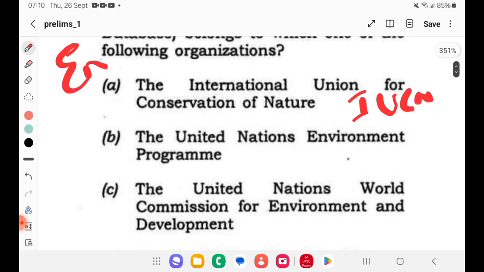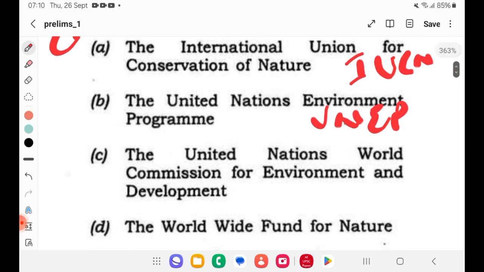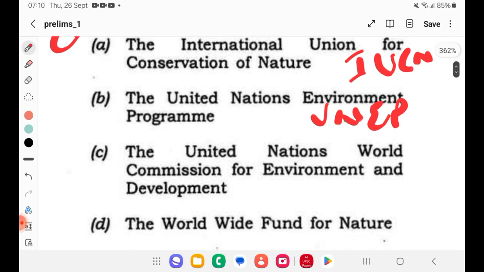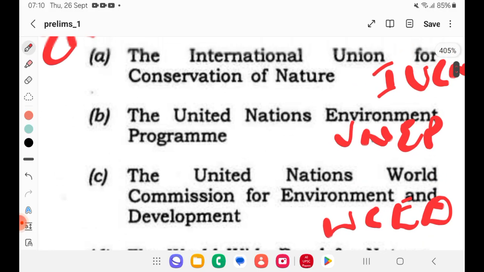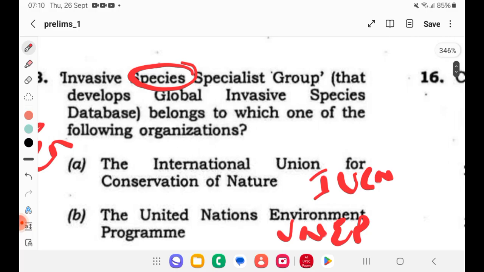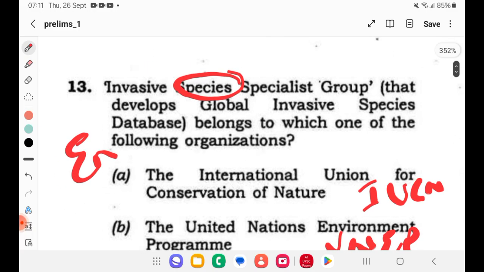The United Nations Environment Program, UNEP. The United Nations World Commission for Environment and Development. The Worldwide Fund for Nature. So, to answer this question, first read the question and get the clue from the question. So, they're saying invasive species specialist group. See, specialist means they're exclusively focusing on the species.